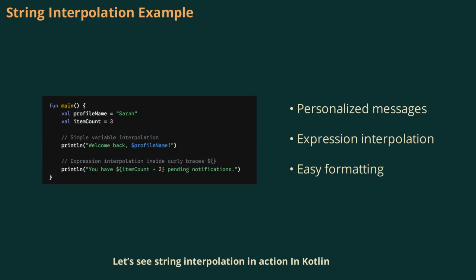See string interpolation in action. In Kotlin, you can print a welcome message using println, welcome back, profile name. You can also include expressions such as println, you have item count plus 2 pending notifications. This feature makes it easy to create personalized and dynamic messages without complex concatenation, improving both code quality and user experience.